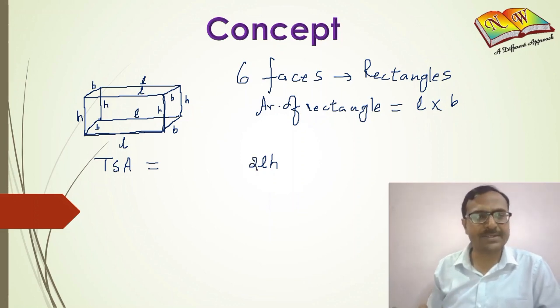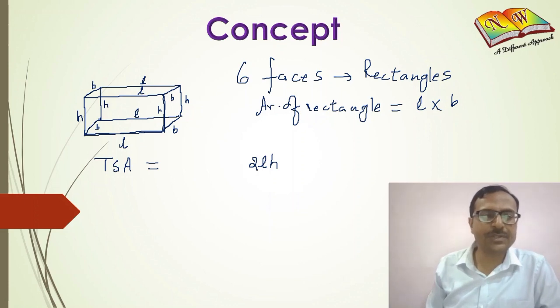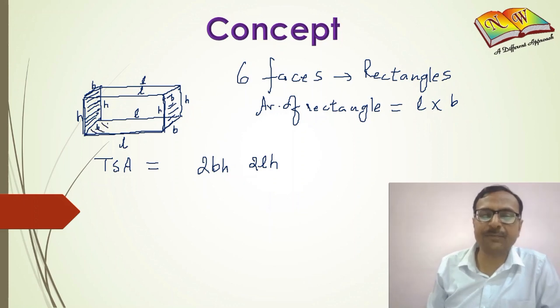will be 2LH. Likewise, if you see the area of this wall which I am shading here, it contains breadth and height. So BH, and since there are 2 walls like that, just opposite to each other here, it will be 2BH. And finally, we have the base, that means the floor, this one, which contains length and breadth, and since the roof is also similar to the floor, we have 2LB.